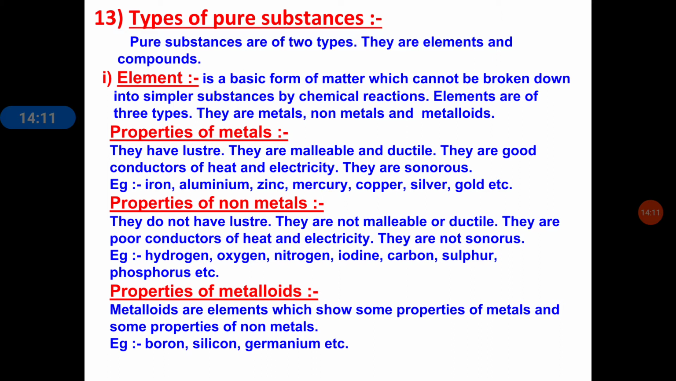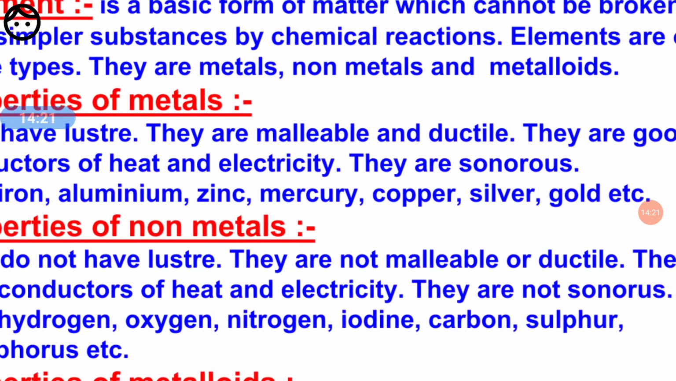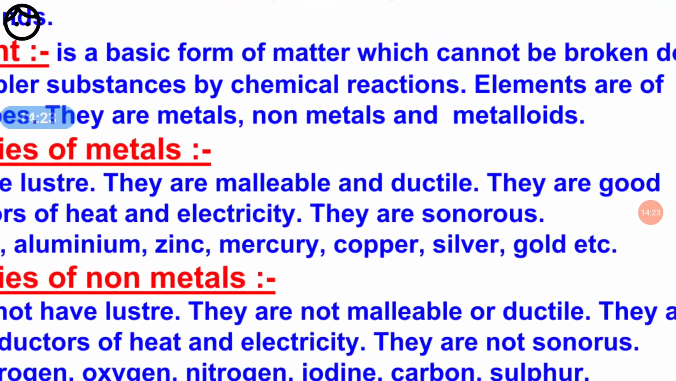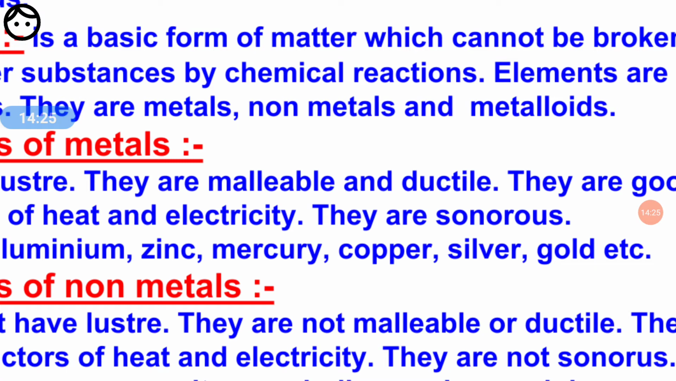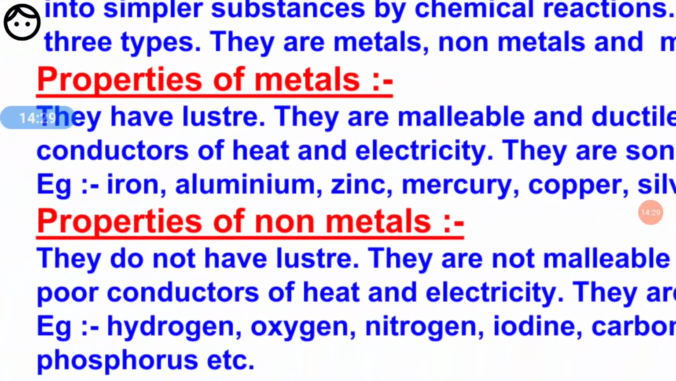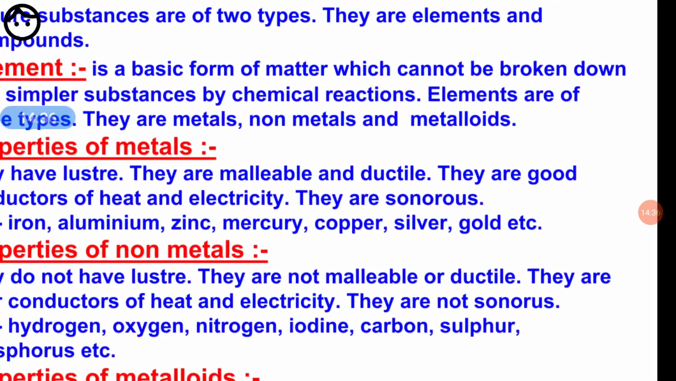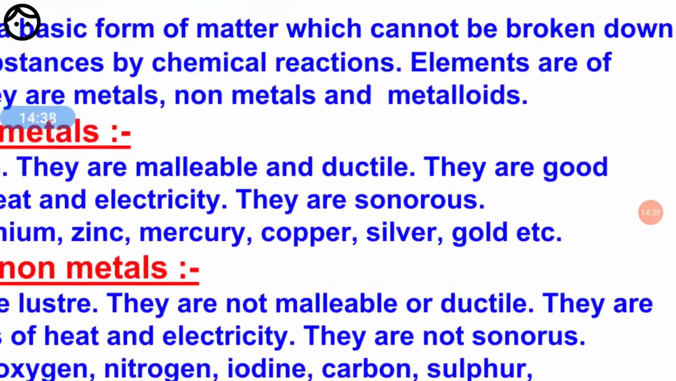Now see the properties of metals. Metals have a luster, which means metals have a shine. Then they are malleable and ductile. Malleable means we can convert the metal into sheets, and ductile means we can convert the metal into wires. Metals are good conductors of heat and electricity, which means heat and electricity can pass through them. They are sonorous. Sonorous means the metal produces sound.